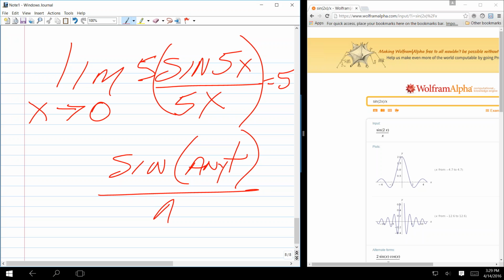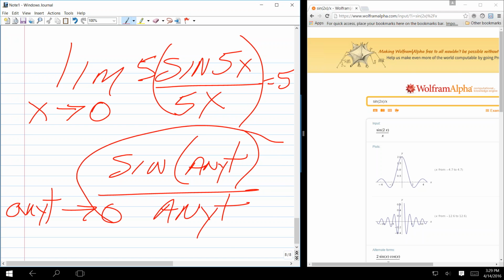In other words, whenever you have the sine of anything over anything, with the anythings being the same, as anything goes to 0, that thing is going to 1. And it doesn't matter if it's 5x over 5x or x over x or whatever. If it's a variable over the variable, then that's going to 1. Like I said, sine of 5x over 5x is going to 1. Sine of x over x is going to 1.